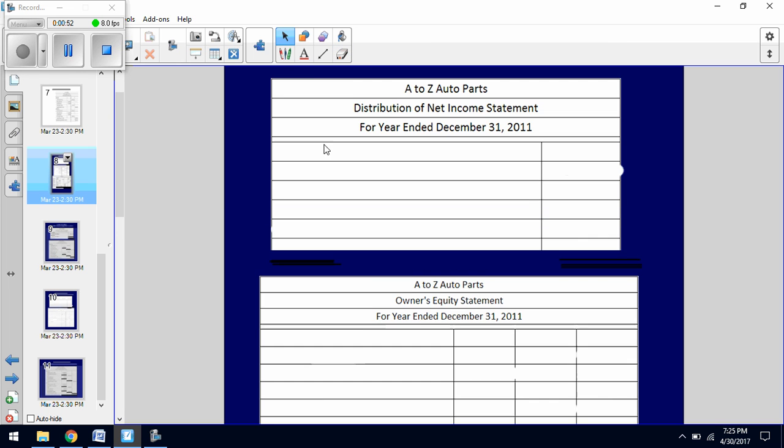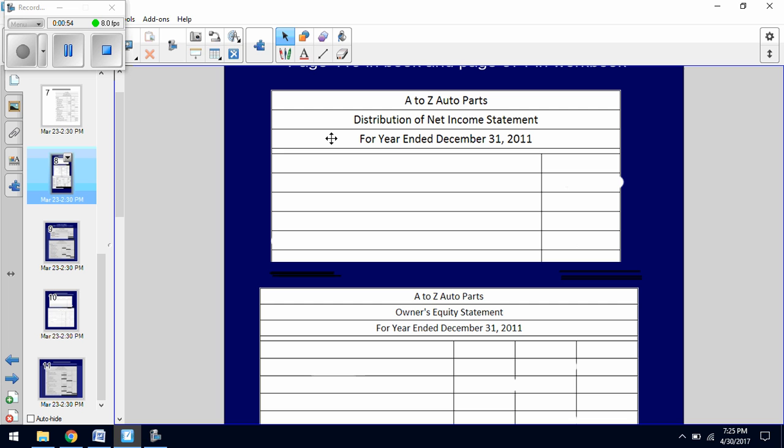Now, the distribution of net income statement is exactly what it sounds like. It's figuring out how much each of the partners get to take home with them based on how much the business made. Well, if you look in the textbook, it says they split it evenly, which means they each get 50%. So we list the first partner's name and the fact that he gets 50% of net income. List the second partner's name, same thing, 50% of net income.